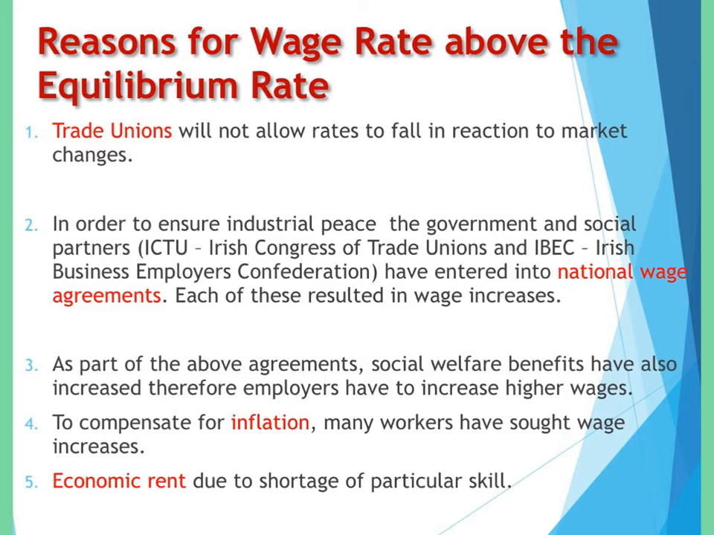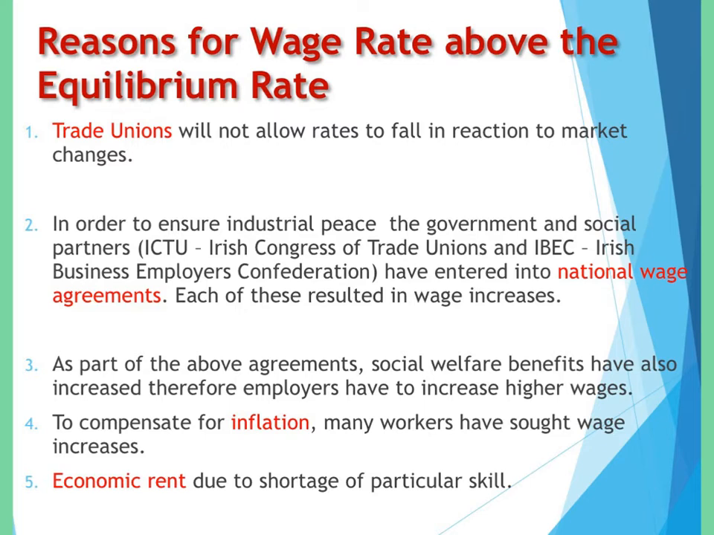In order to ensure industrial peace, the government and social partners, so one of the social partners that's involved is ICTU, the Irish Congress of Trade Unions, and IBEC, the Irish Business Employers Confederation, have entered into national wage agreements, and each of these resulted in wage increases. As part of the above agreement, social welfare benefits have also increased, therefore employers have to increase wages. Remember, we said that if social welfare benefits are higher than the minimum wage, people will see that it's not worthwhile for them to work and prefer to go on social welfare benefits.